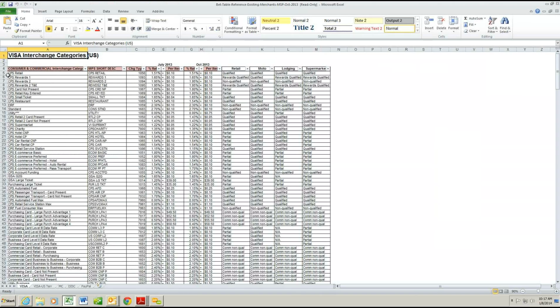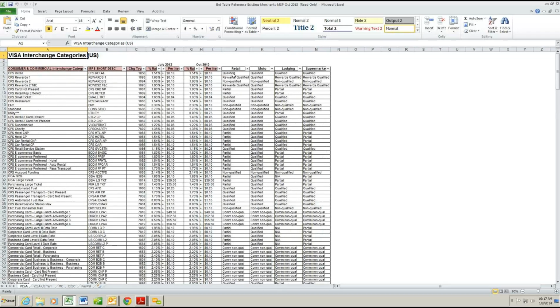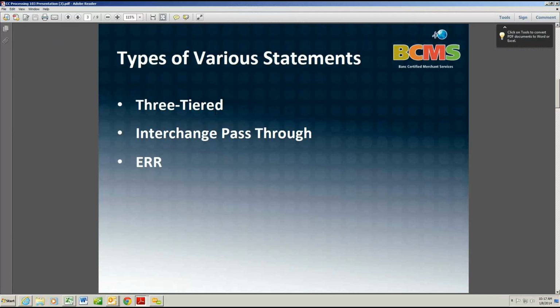For example, CPS retail, and you can see on a 3-tiered pricing how all these categories are going to be bundled into 3 areas of qualified, mid-qualified, and non-qualified. So again, I encourage you, you don't need to memorize this table, but you do need to be familiar with it. You do need to know what's what. And also on a 3-tiered pricing, you need to know what goes into each category of pricing. But to get back into our presentation, the 3-tiered pricing has 3 components: qualified, mid-qualified, and non-qualified.